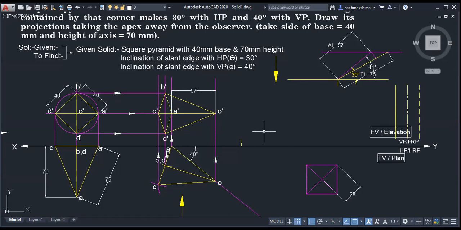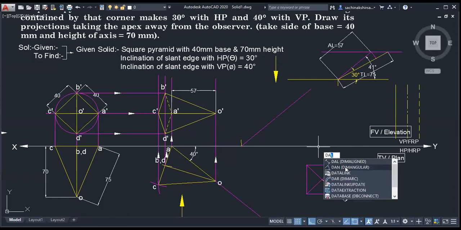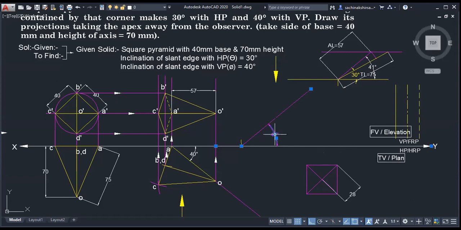So here you can draw a line of 41 degrees. Likewise, here you can draw a line of 41 degrees. In this way.